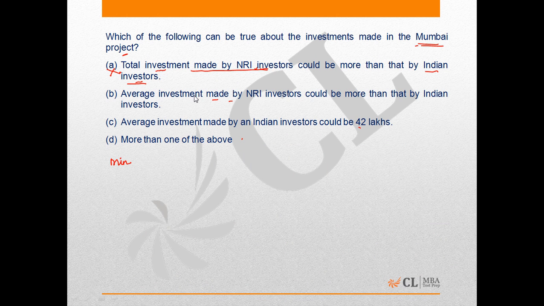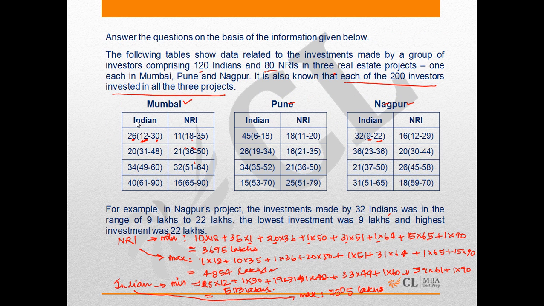Okay. Average investment made by NRI investors could be more than that by Indian investors. Okay, so let's calculate the average made by NRIs. The maximum average that they can make is 4854 upon 80, since there are 80 NRIs. So this is going to be 60.67, and this is the max.